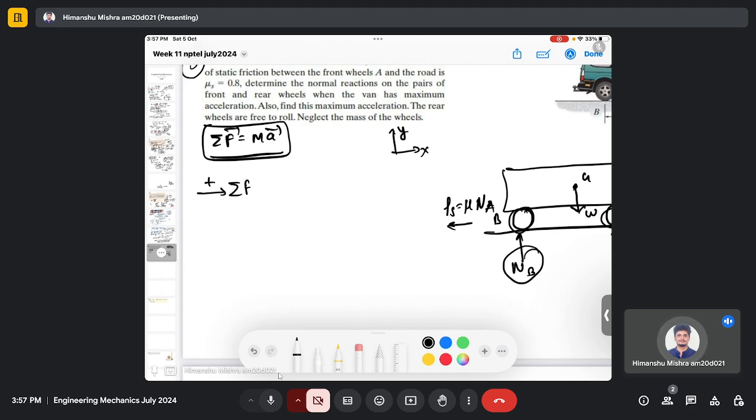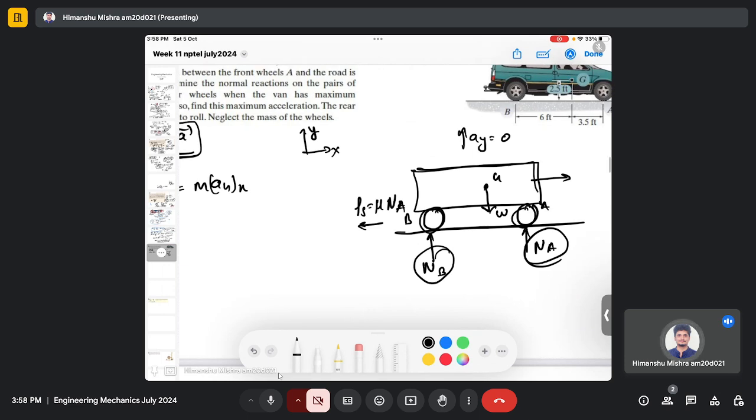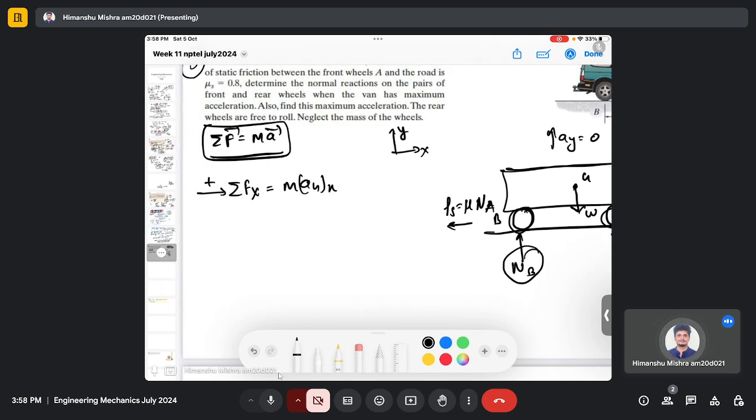So my summation of force in the x direction will be equal to m times acceleration in the x direction. There will be acceleration in the x direction because this vehicle is moving in the horizontal direction, and the acceleration in the y direction will be 0 because the body is not moving in the vertical direction. So this will be my expression here.